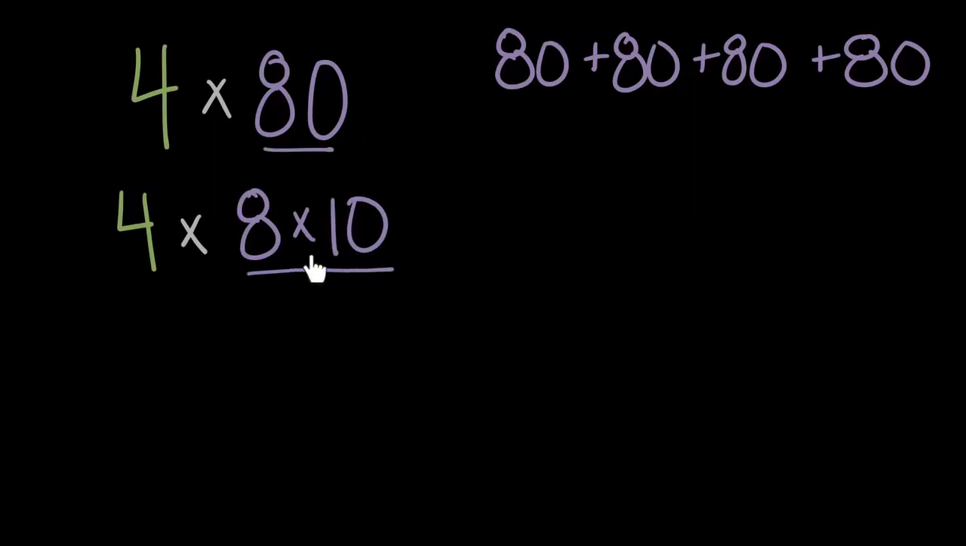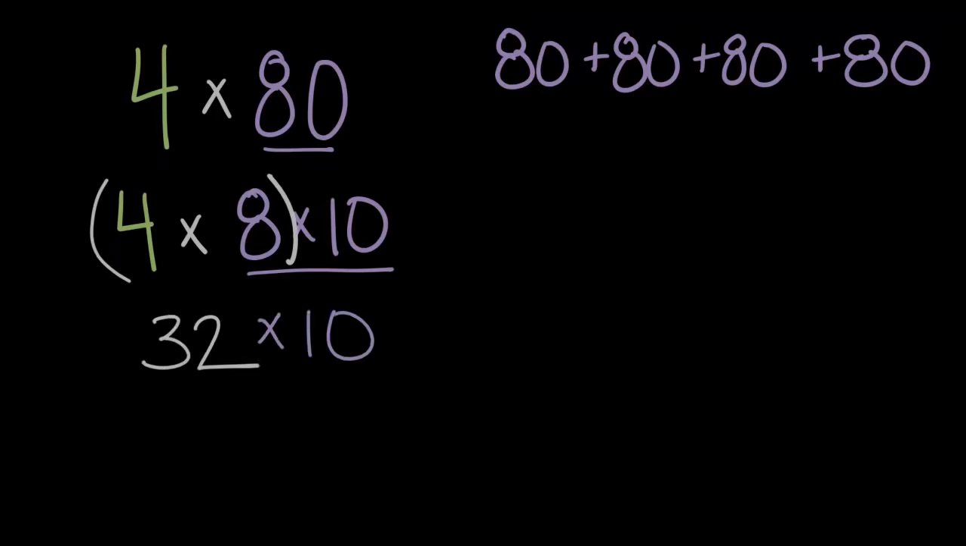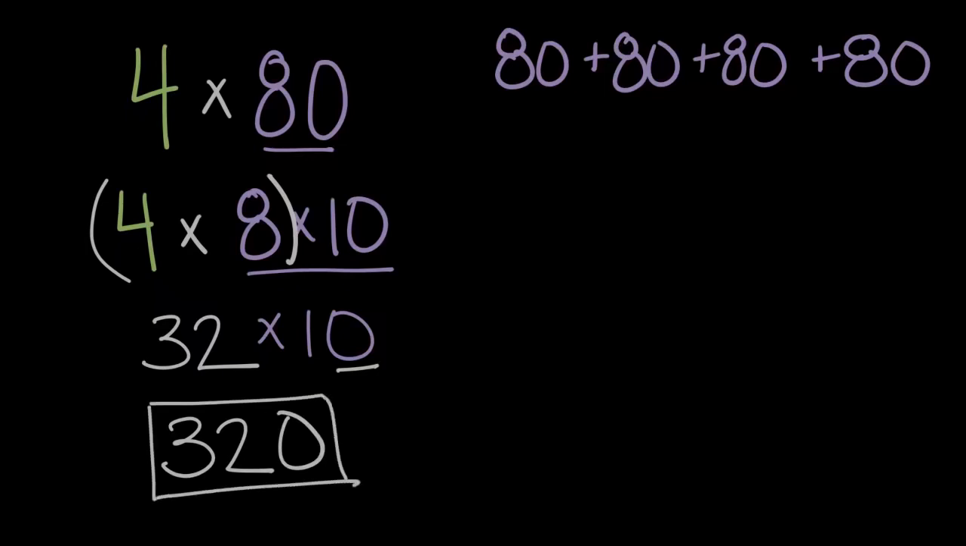And then we have this times 10 back here, which is super helpful because there's a nice neat pattern in math that we can use to help us with the times 10 part. So let's start to solve this. 4 times 8 is 32. And then we still have 32 times 10. And then we can use our pattern for multiplying by 10, which is that any time we multiply a whole number times 10, we take that whole number, in this case 32, and we add a 0 to the end. So 32 times 10 is 320.